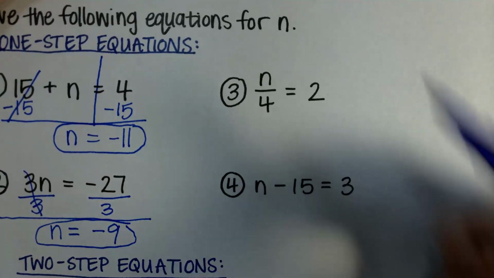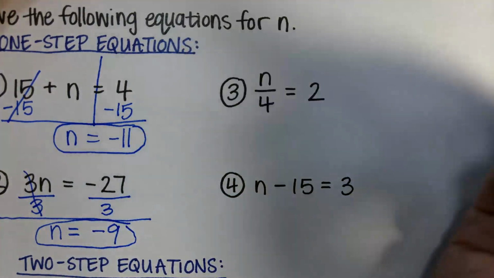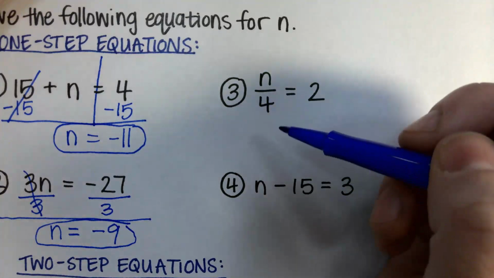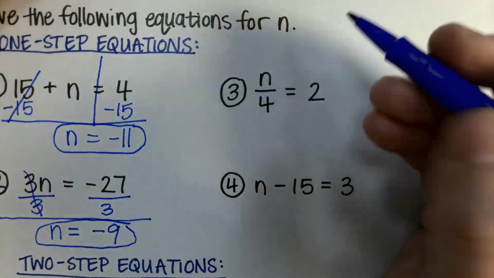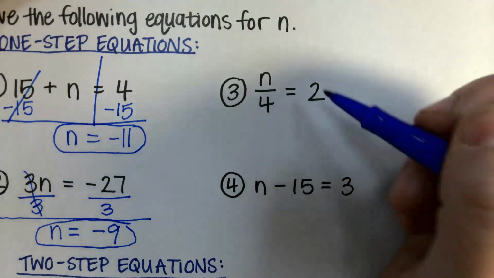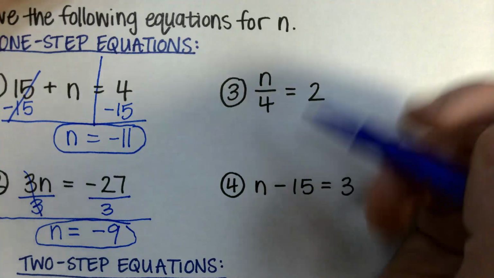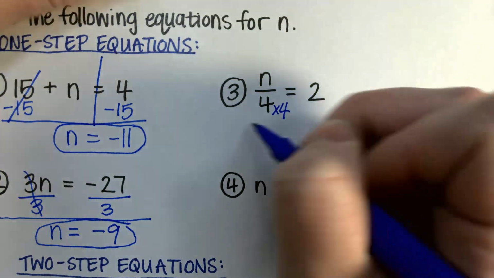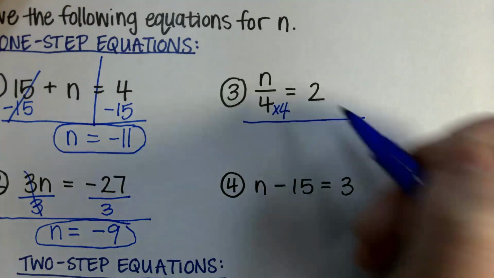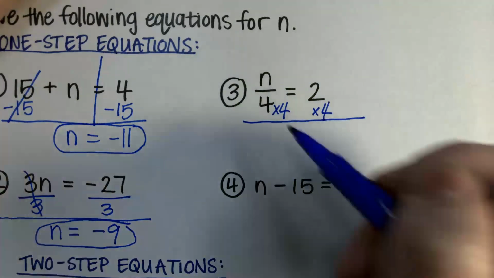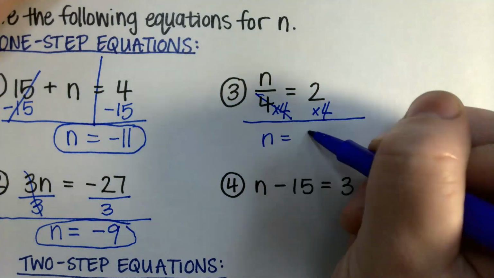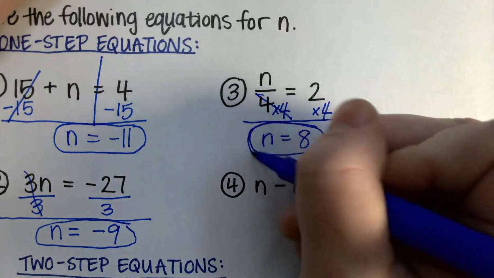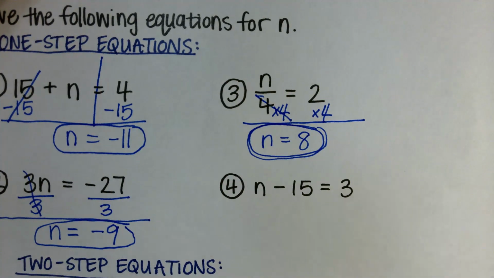Okay, let's check out number 3. Number 3, I have n over 4 equals 2. So whenever I have a number over another number, what operation is happening? Division. Good. So what do we need to do to get rid of that division? Multiply. Good. So I'm going to multiply by 4, and where else? Under the 2. Good. Multiply by 4. My 4's cancel. n equals 8. Good job. Any questions? All right, we're going to move on along then.